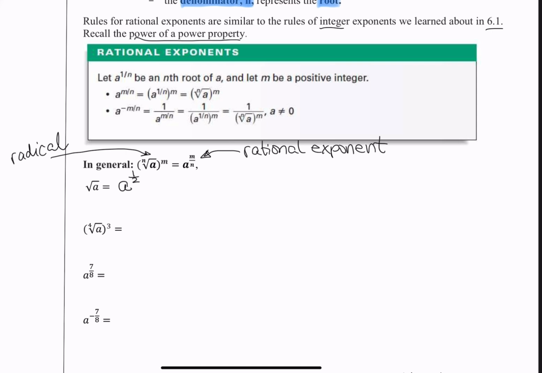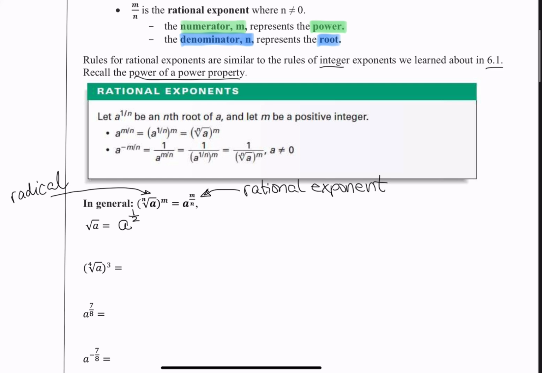However, if you look at the next one, once I take the 4th root of a, then I'm raising it to the 3rd power. So my root here is 4. That's going to go in the denominator of that rational exponent. So I'd have a raised to some exponent that's a fraction. 4 is going to be my denominator because it's the root. And then the power that I'm raising it to, that's my numerator. All right, so we just took the radical notation and we went to rational exponent notation.